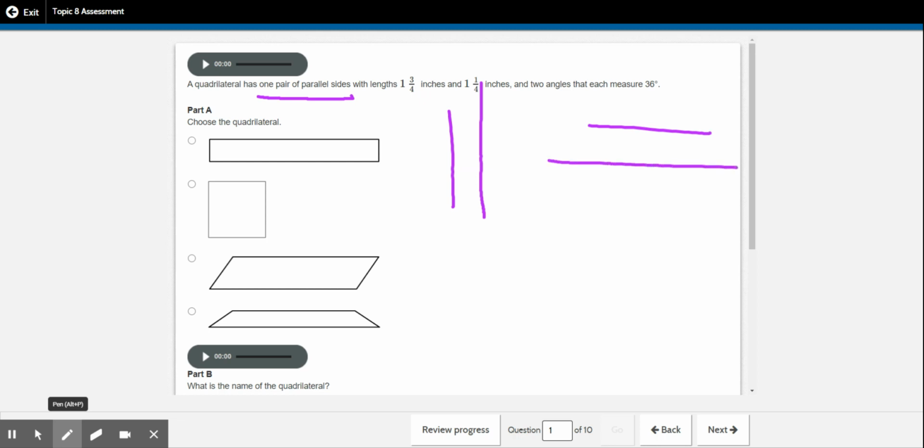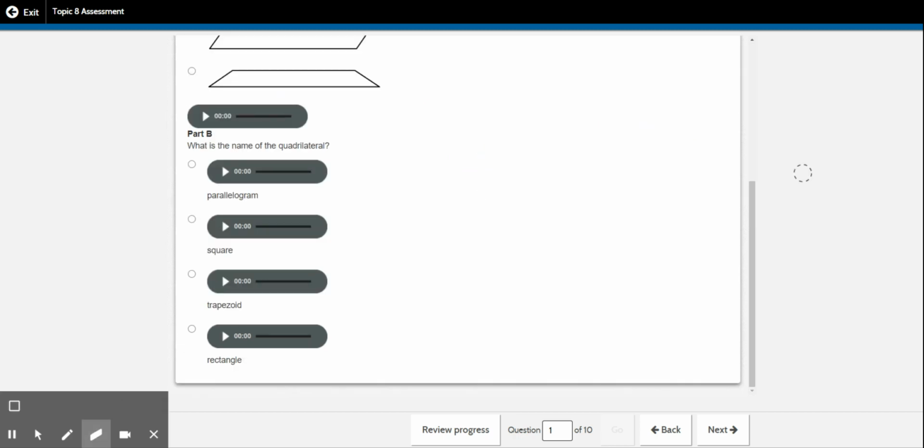So I don't think my lines are very straight. Okay, so which one of these has exactly one pair of sides that will never intersect? Okay, and then you're just going to decide which one, the name of whichever shape you chose.